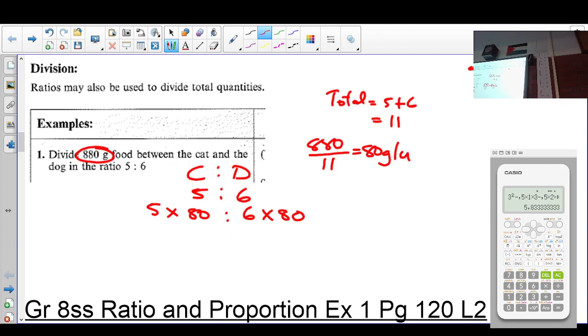What's 5 times 80? 400. 6 times 80? 480. So the cat gets 400 grams and the dog gets 480 grams. What is 400 plus 480? Which is again the total number. Can you see here? Total number. Okay, you guys understand?